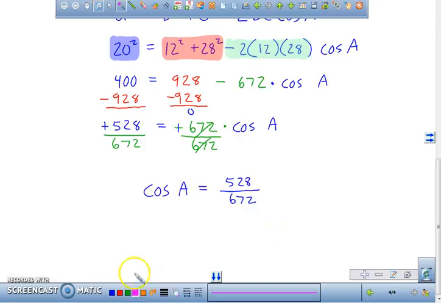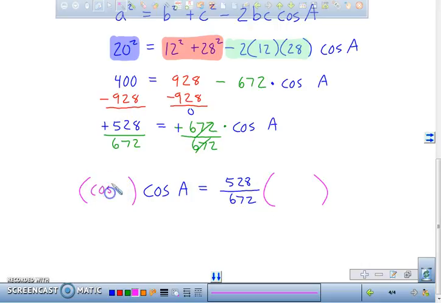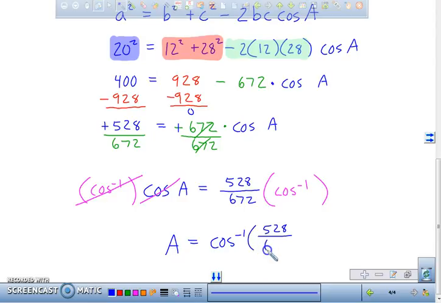So my final answer, everybody, I have to take this side and multiply it by the what? Multiply it by the inverse of cosine. What happens? These will cancel out, and your final answer for angle A will be the inverse of cosine of 528 over 672. And that will give us an approximate value.